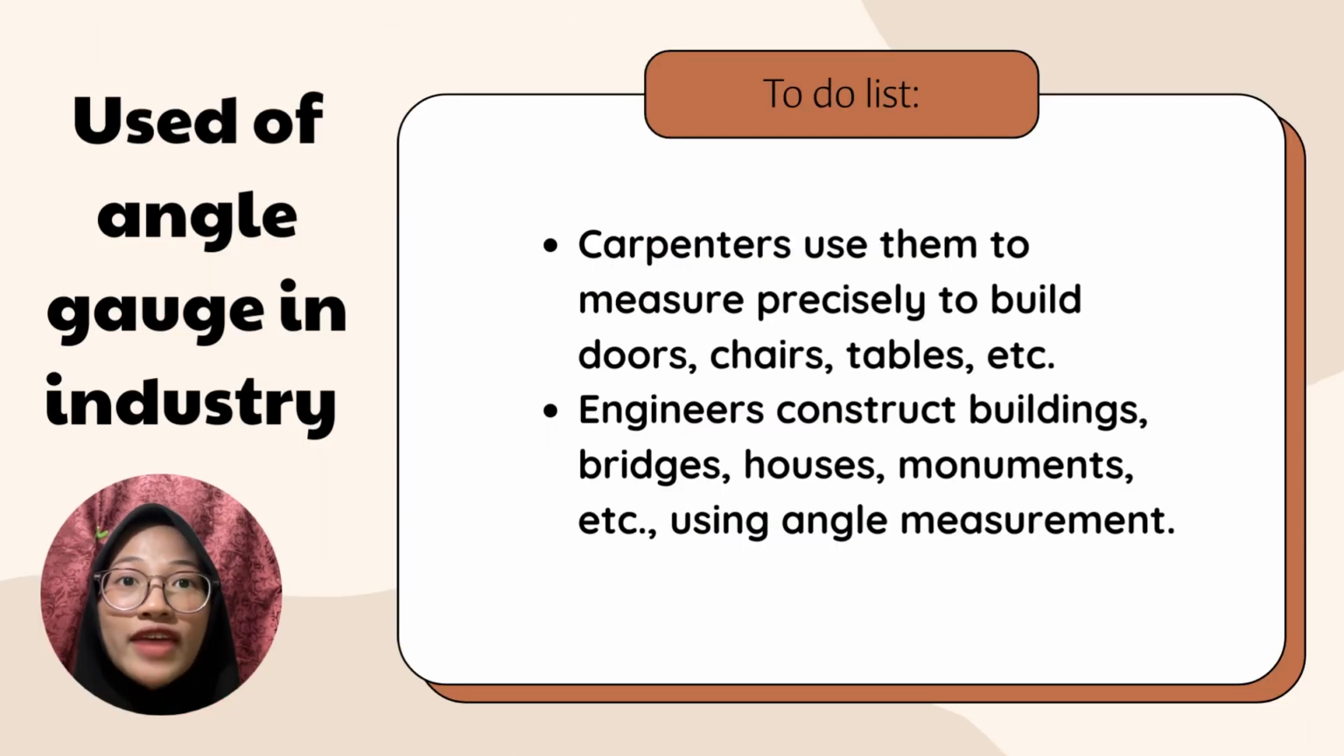For the use of the angle gauge in industry. As we can see, carpenters use them to measure precisely to build doors, chairs, tables, and others. Other than that, engineers construct buildings, bridges, houses, monuments, and others using angle measurement.